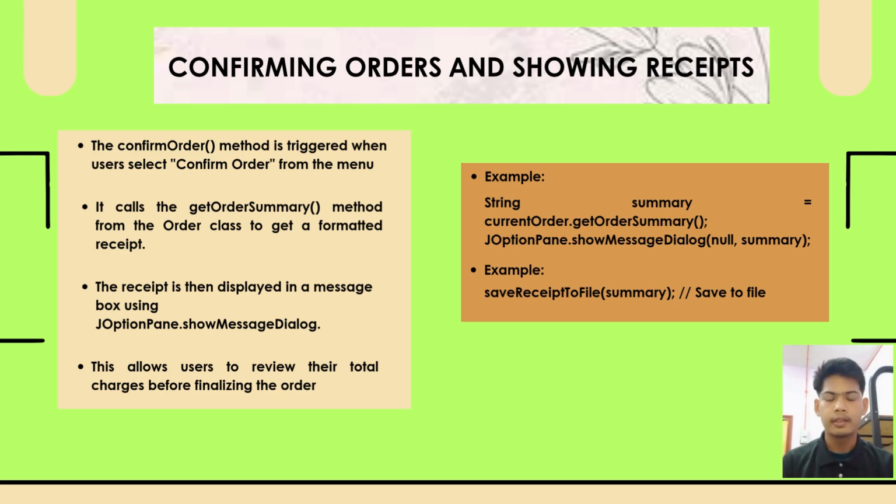The confirmOrder method runs when the user clicks the confirm order button. It calls the getOrderSummary method from the Order class to create a receipt with all the items and the total price. This lets the user review everything before finalizing. The receipt is then shown in a message dialog box using JOptionPane showMessageDialog.